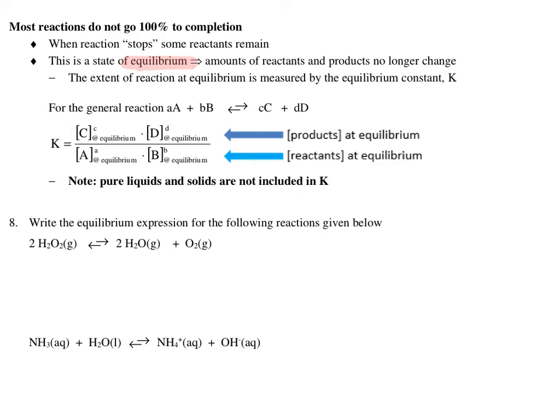The concentration of each reactant and product is raised to the coefficient that's associated with it in the balanced chemical equation. One important fact on K is that pure liquids and pure solids do not appear in K. They are not included. So we're going to practice writing equilibrium constant expressions for a number of chemical reactions.